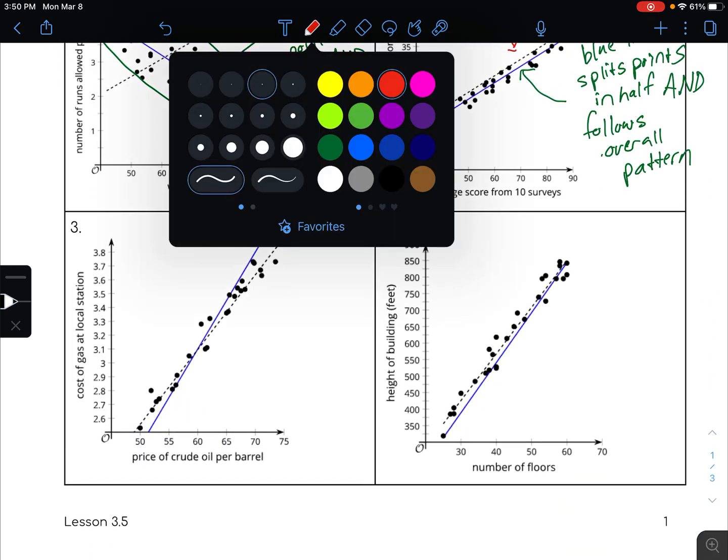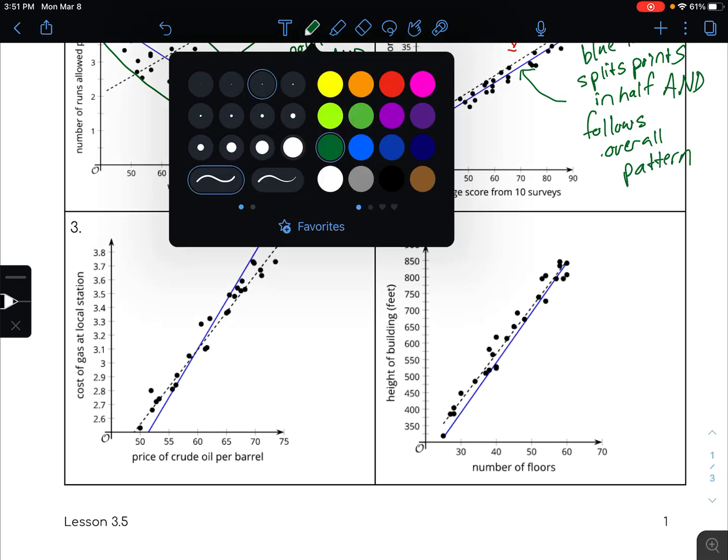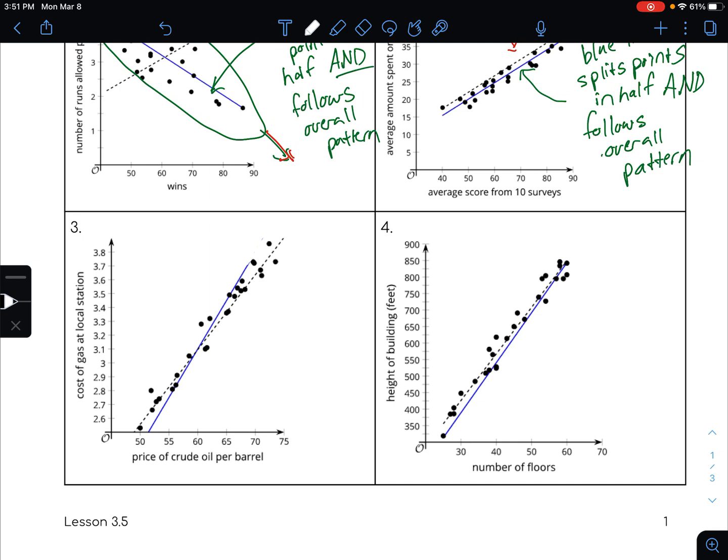All right, number three. Which of those two lines? You look at these even more carefully here and see which one. They both look like they split the points in half, don't they? But which one follows the pattern better? The first time I did this, I actually used a little white pencil here and erased one of the lines so I could see. And if you do that, that dotted line does split those points in half and does follow that overall pattern pretty well.